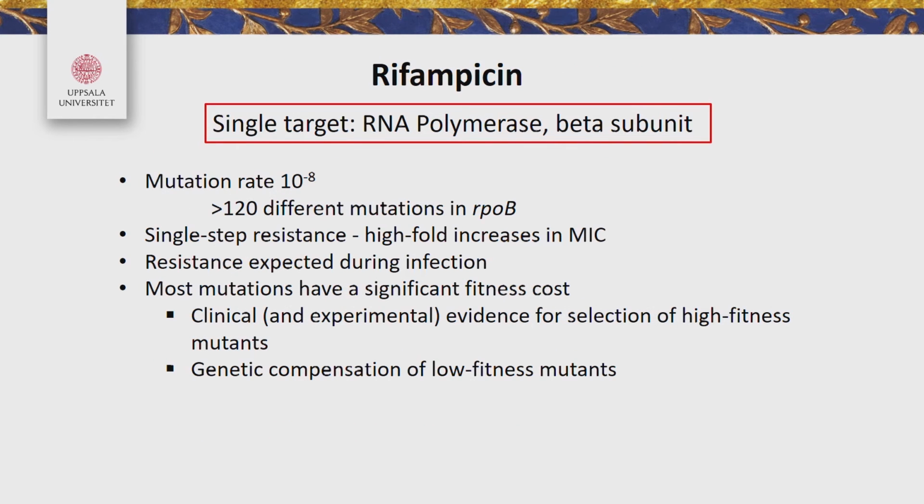So we talked a little bit about rifampicin. So rifampicin is a single target drug. The mutation rate is about 10 to the minus 8, and that's because even though it's a single target, there are more than 100 different mutations that can confer resistance. And the single-step resistance confers a high level of resistance. So you go one step and you become extremely resistant to rifampicin. And with these levels, you expect that you're going to select for resistance in any particular infection that you treat with rifampicin.